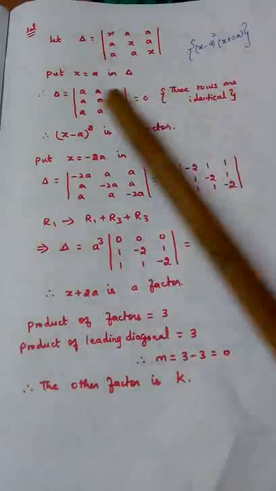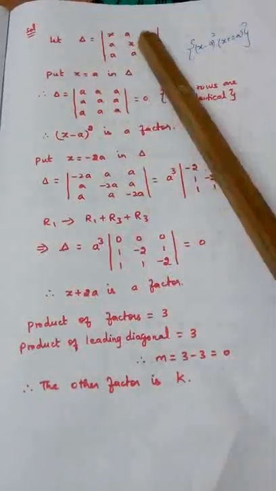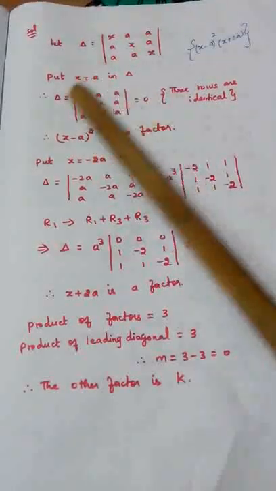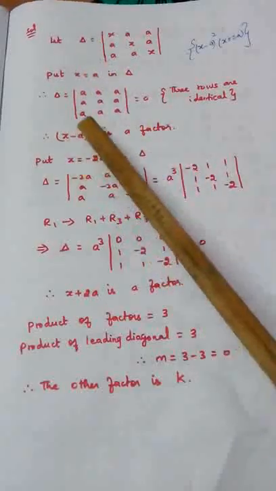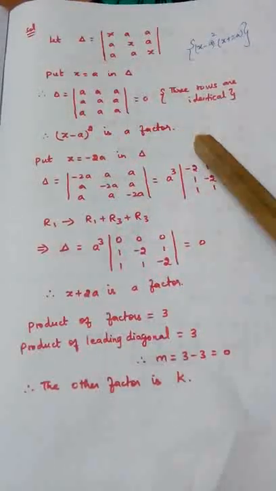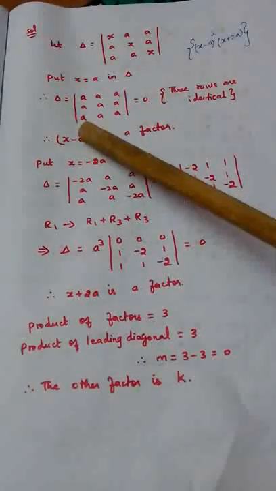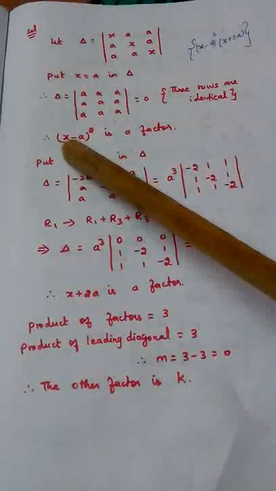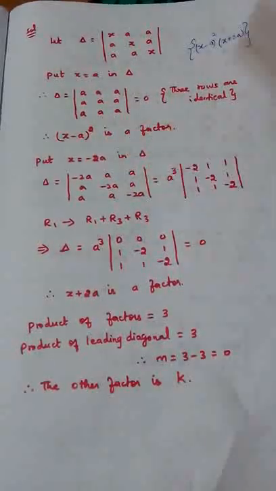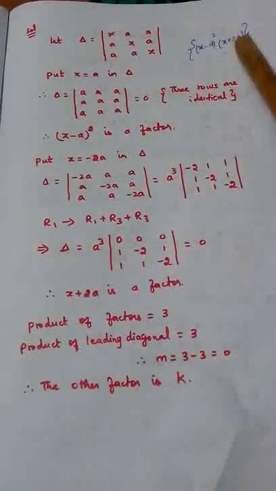Therefore, by the theory part, when I put x is equal to a in this determinant, all the 3 rows become equal. So what should I say? X minus a whole square is a factor. Suppose if only 2 rows are equal, then I will say x minus a is a factor. Since all the 3 rows are equal, I should say x minus a whole square is a factor. Right? So now, by this next concept, x plus 2a is given in the answer.